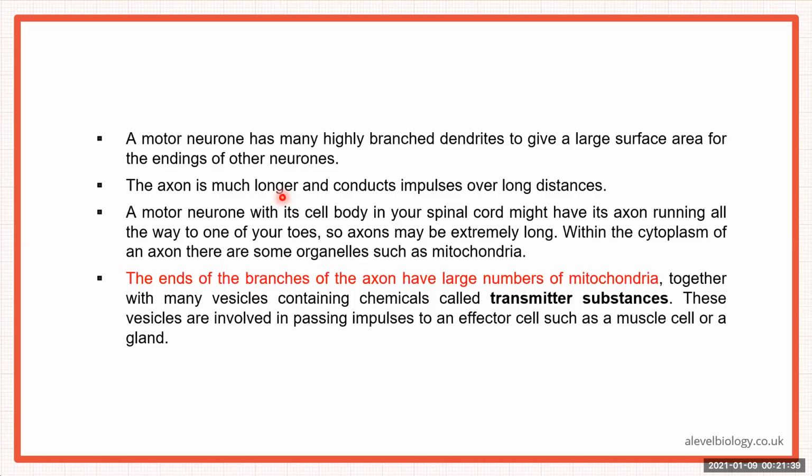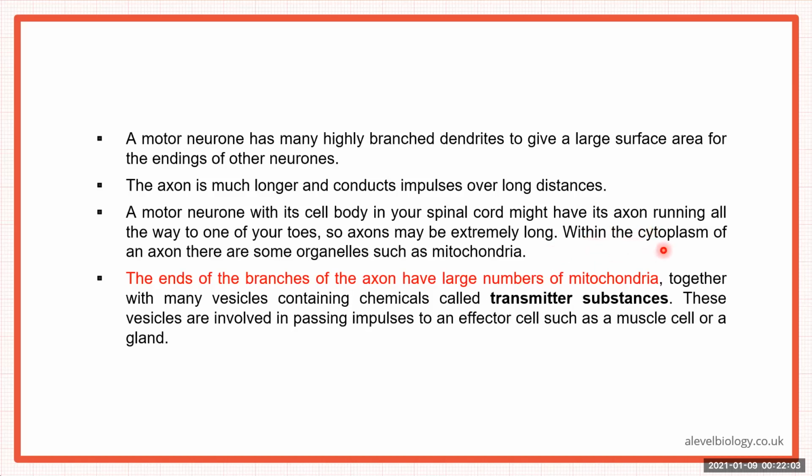Now, another difference between a motor neuron and a sensory neuron, besides the cell body not having dendrites in a sensory neuron, is that the axon of a motor neuron is also much longer, and it conducts impulses over long distances. So a motor neuron whose cell body might be in the spinal cord, its axon can be running all the way to one of your toes. So they're extremely, extremely long, right?